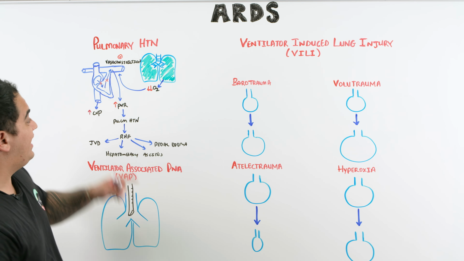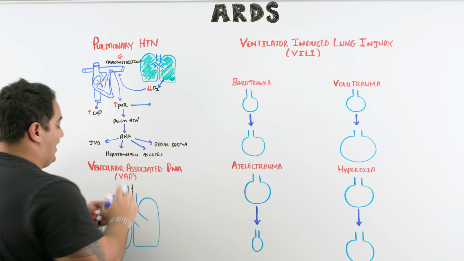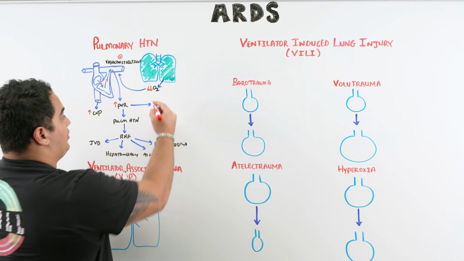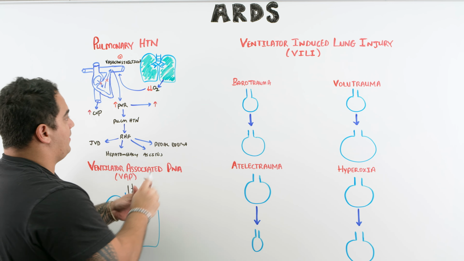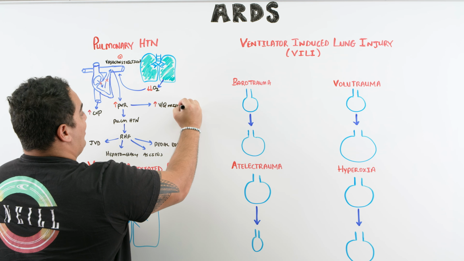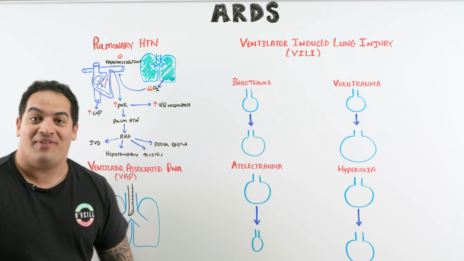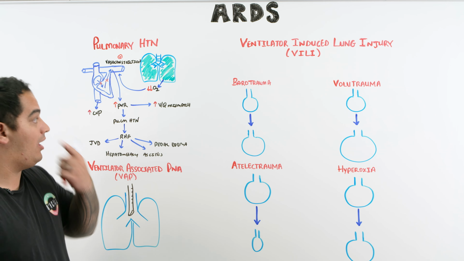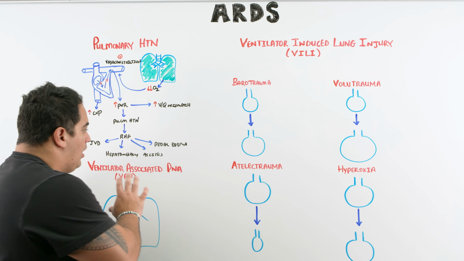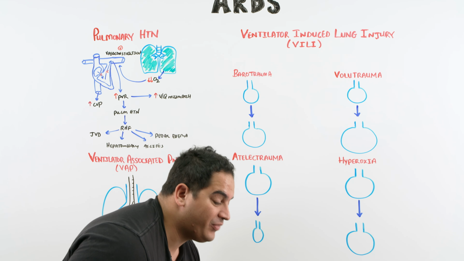vasoconstriction. But again, I want you to remember that if resistance is really high, the other problem here is that this can worsen VQ mismatch. This can actually increase your VQ mismatch, and that can worsen the hypoxemia. So that's the other downstream effect of this, and this is very, very common in patients who develop ARDS.